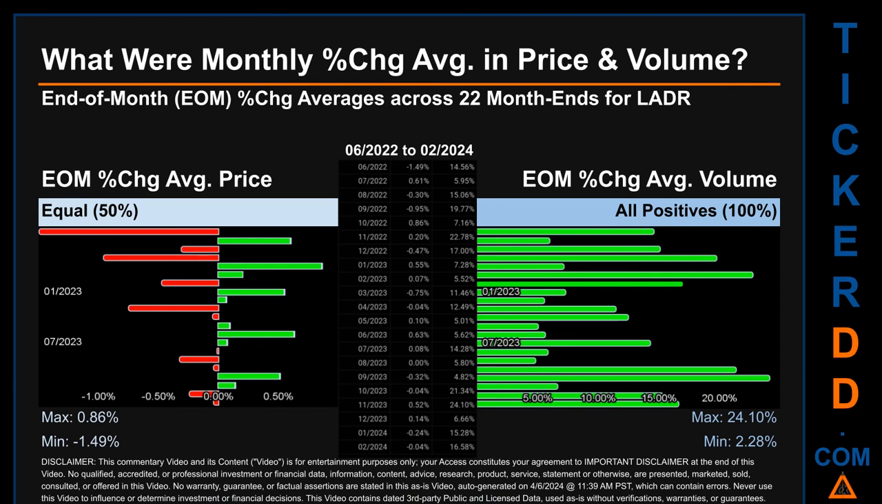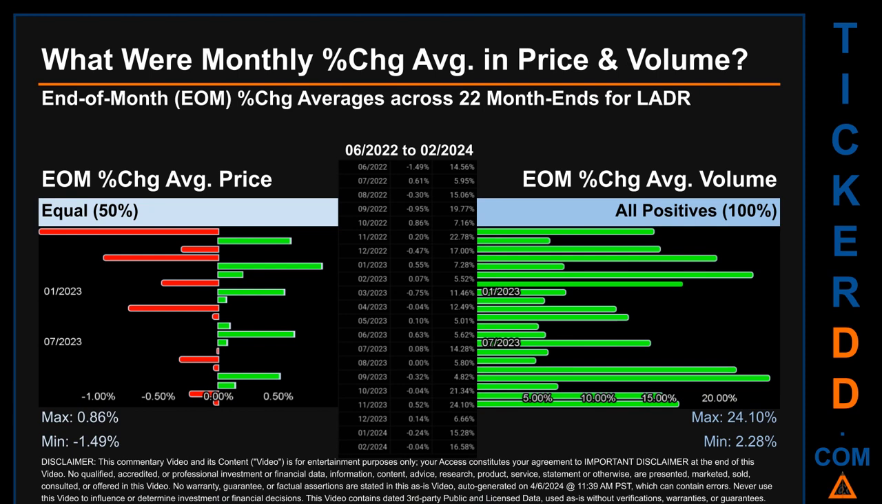What were end-of-month percentage change averages in price and volume for LADR? The monthly average of percentage change in price and in volume were calculated for each of the 22 month ends. That calculation took daily percentage changes and averaged them for each given month. If a month end came out negative, then it means that the month summarily saw a negative change.